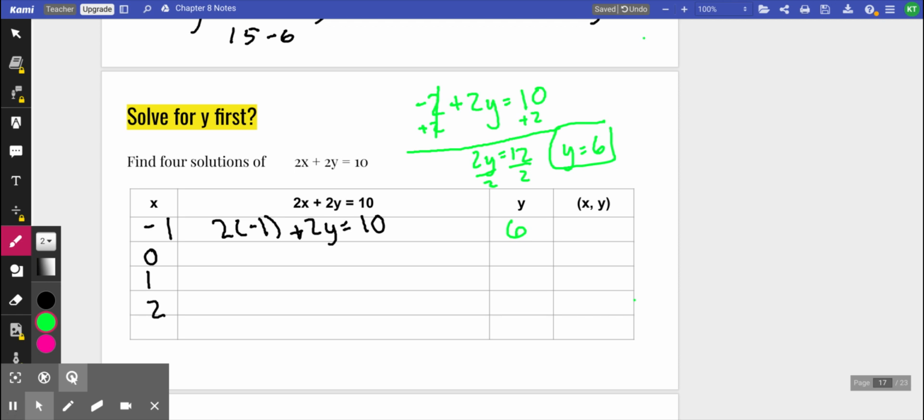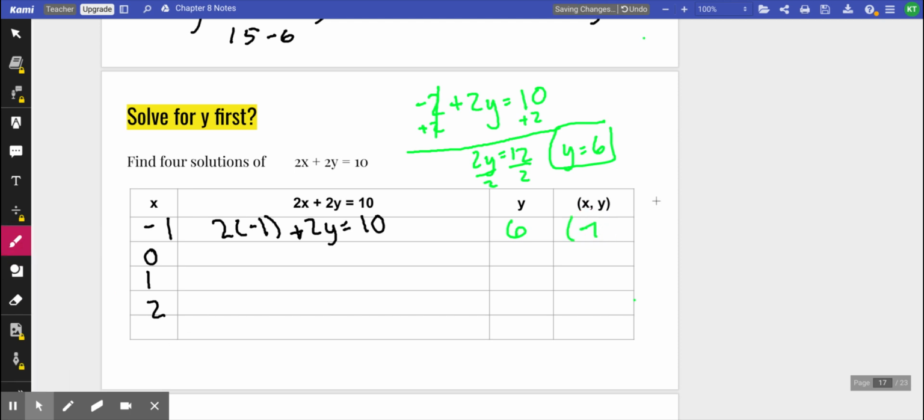All right, how many of you were able to get 6? So negative 1, 6 would be a point on our graph. So if you look here, I rewrote it. I did 2 times negative 1, so that's negative 2 plus 2y equals 10, right? So this is back to our last chapter, solving a two-step equation. The opposite of minus 2 is plus, so I added 2 to both sides. So I got 2y equals 12, divide, and we get 6.